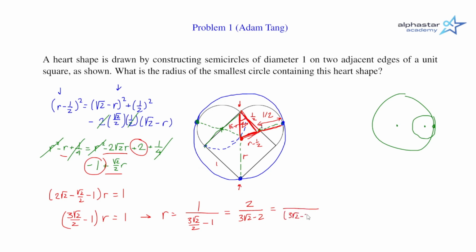So it's 3 root 2 plus 2, and then 3 root 2 plus 2. The bottom becomes 18 minus 4, which is 14. Top becomes 2 times 3 root 2 plus 2. We know that that cancels with that. And we end up with a final answer of 3 root 2 plus 2 all over 7. Final answer.